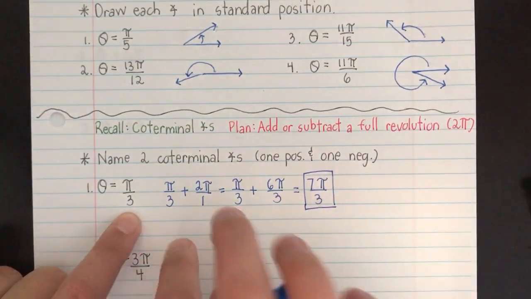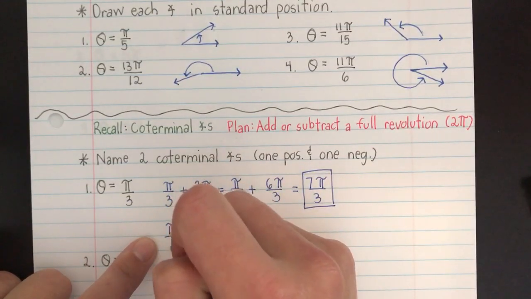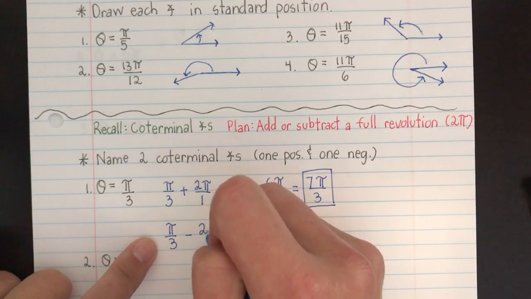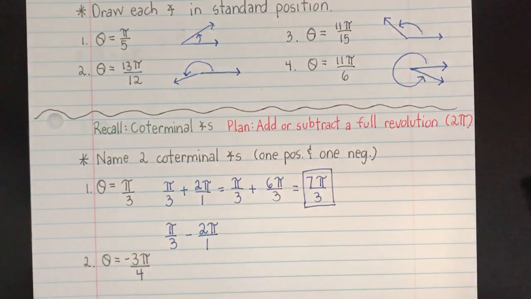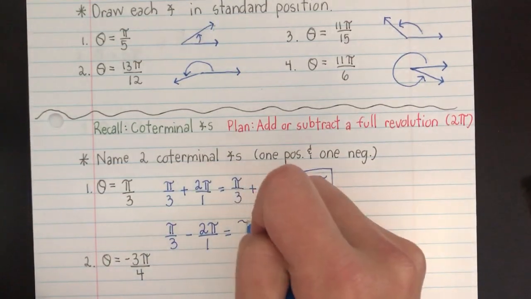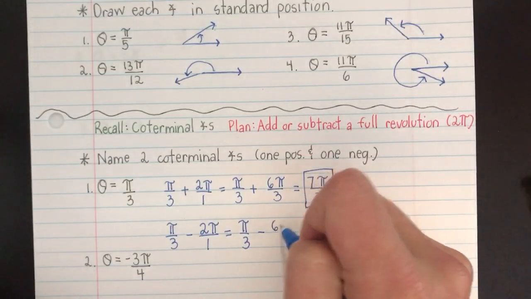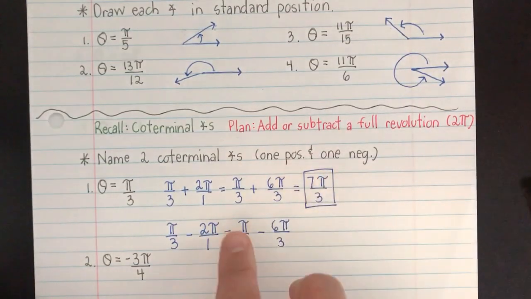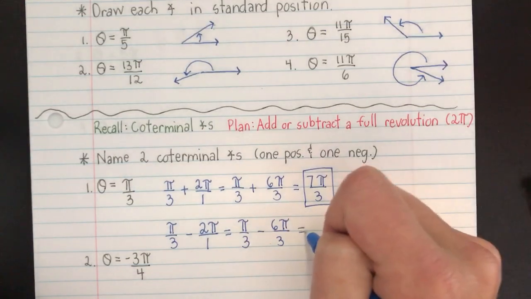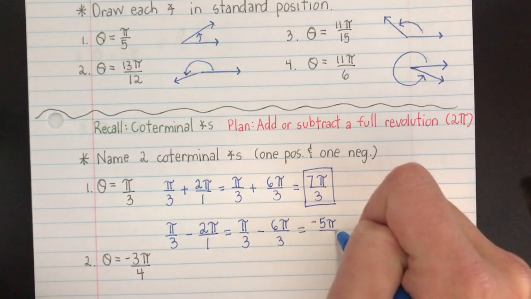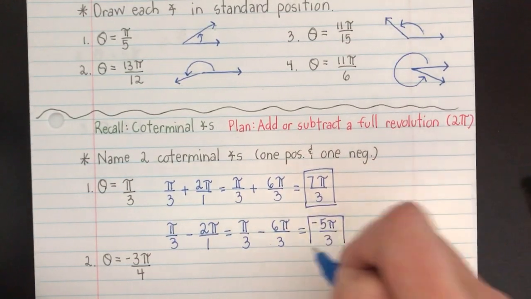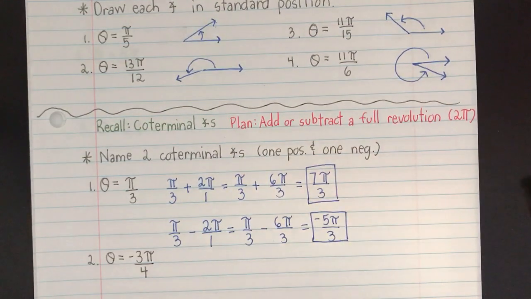That was my positive. Now I need to get my negative. So pi over 3 minus my full revolution of 2 pi. That would look like pi over 3 minus 6 pi over 3. So 1 pi minus 6 pi would be negative 5 pi over 3. So that's my negative angle.